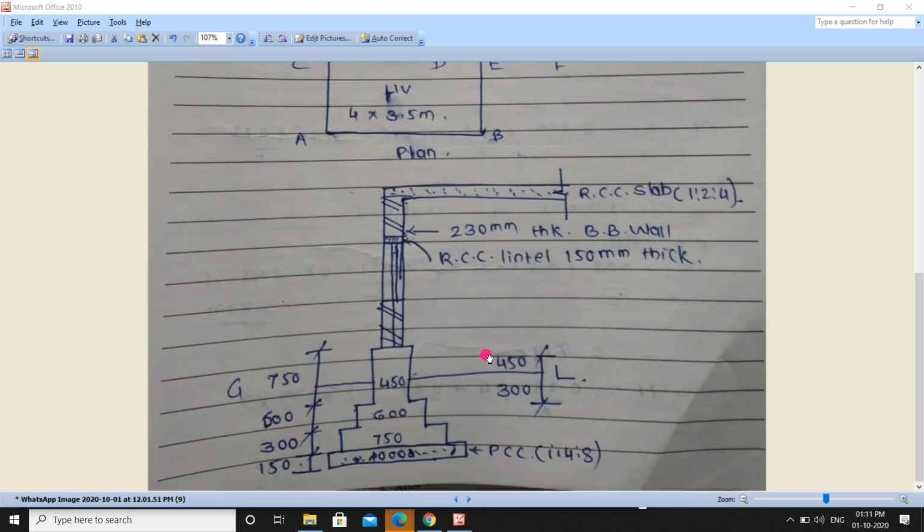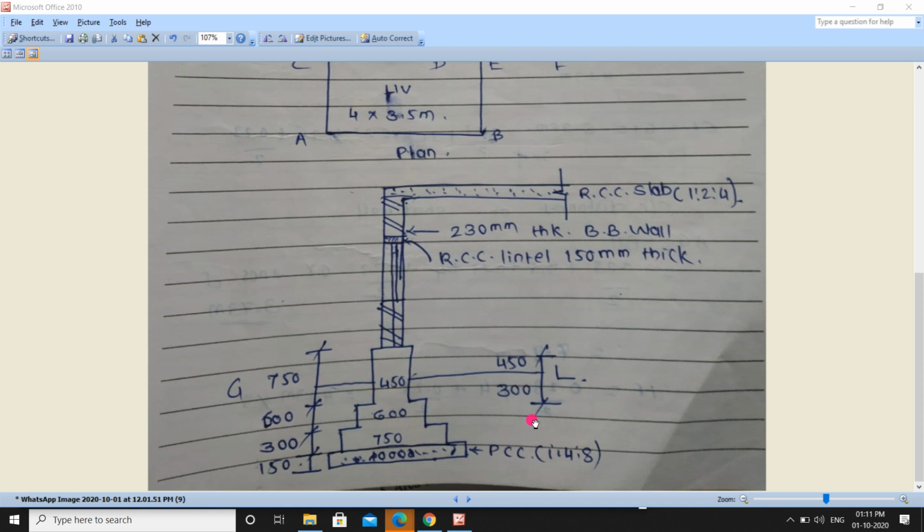If you observe the section, in the exam also the section will be given in this format. Here there is a slab of 150 mm thick having the concrete ratio of 1:2:4, whereas the BB wall is 230 mm thick. Here above the window there is an RCC lintel of 150 mm thick.